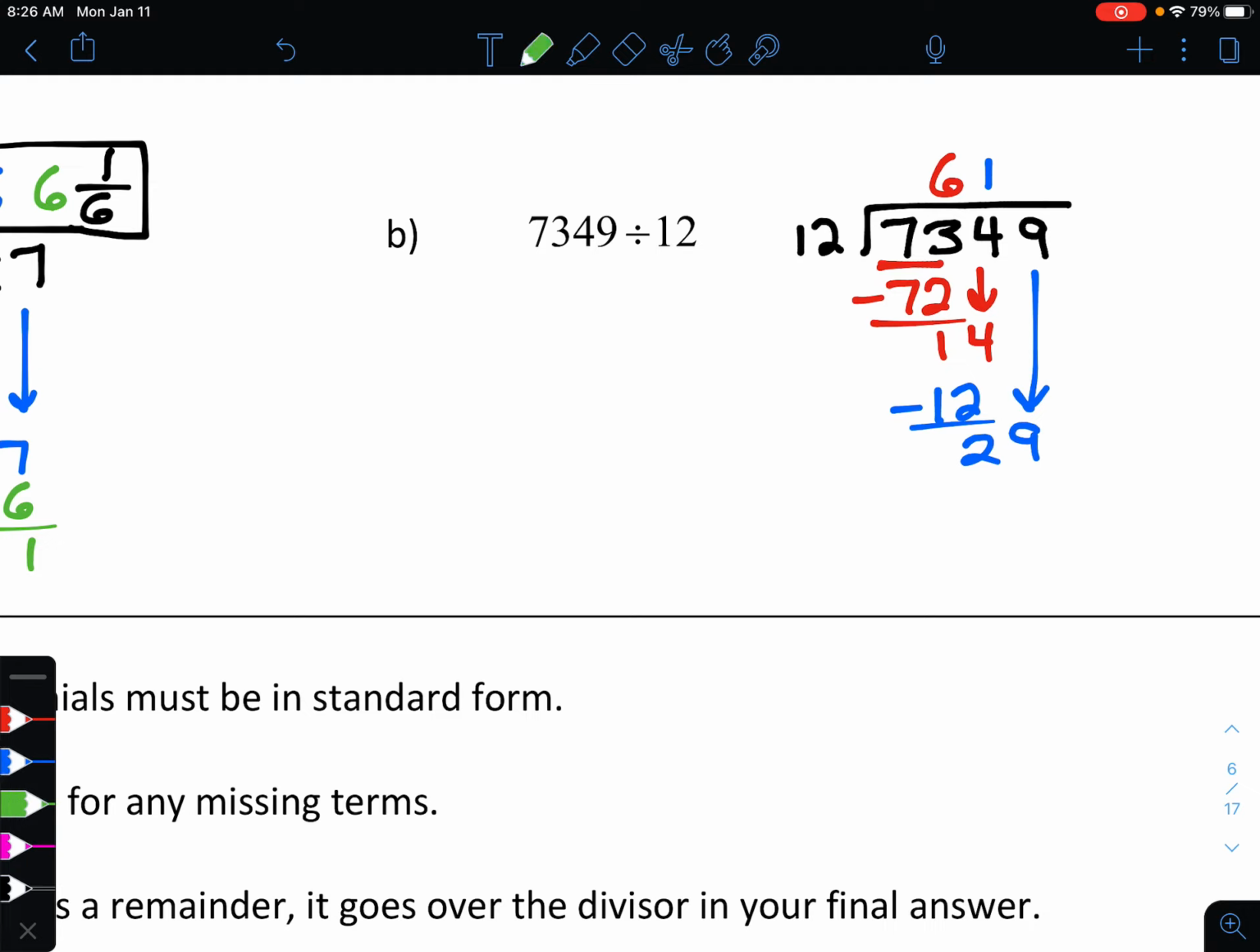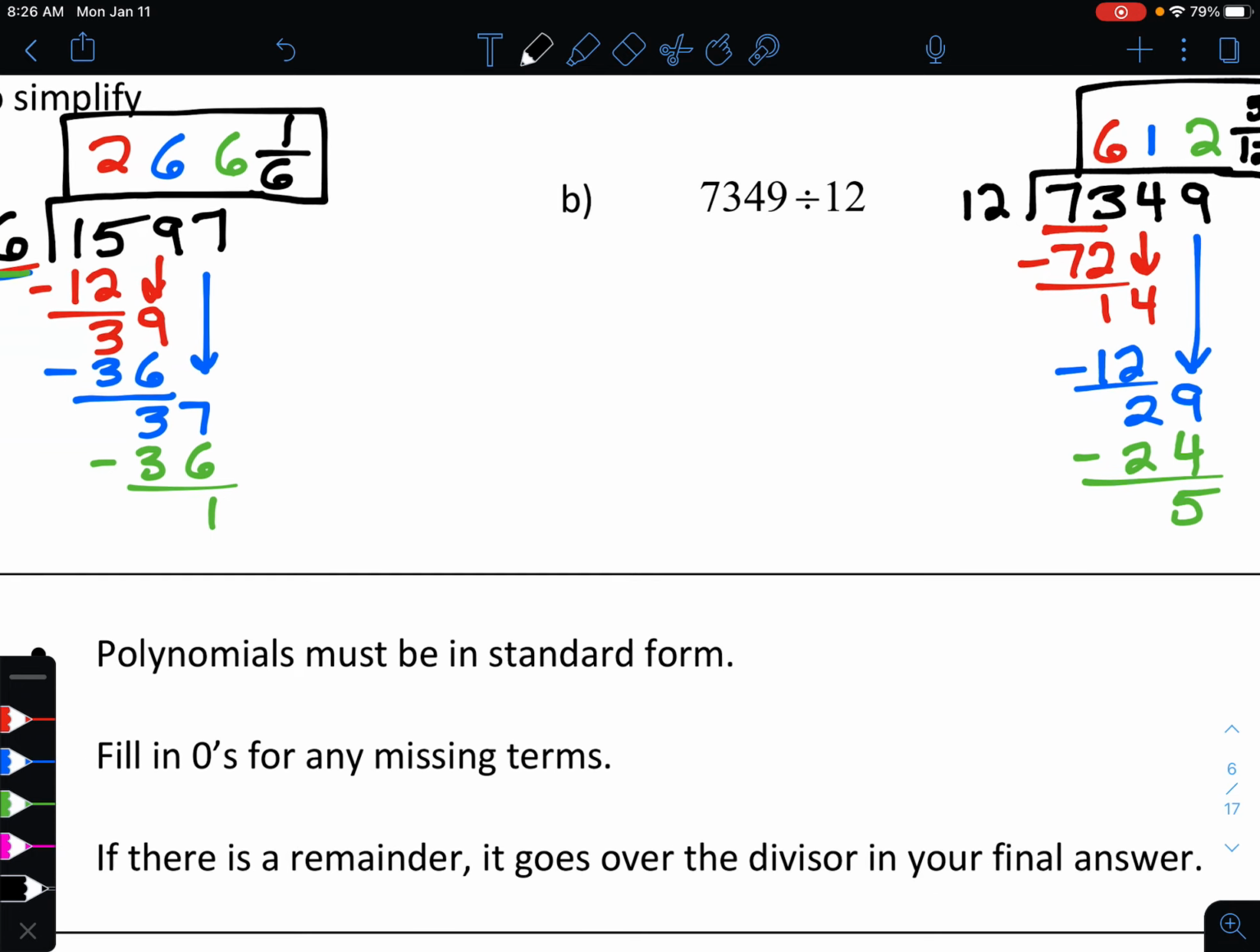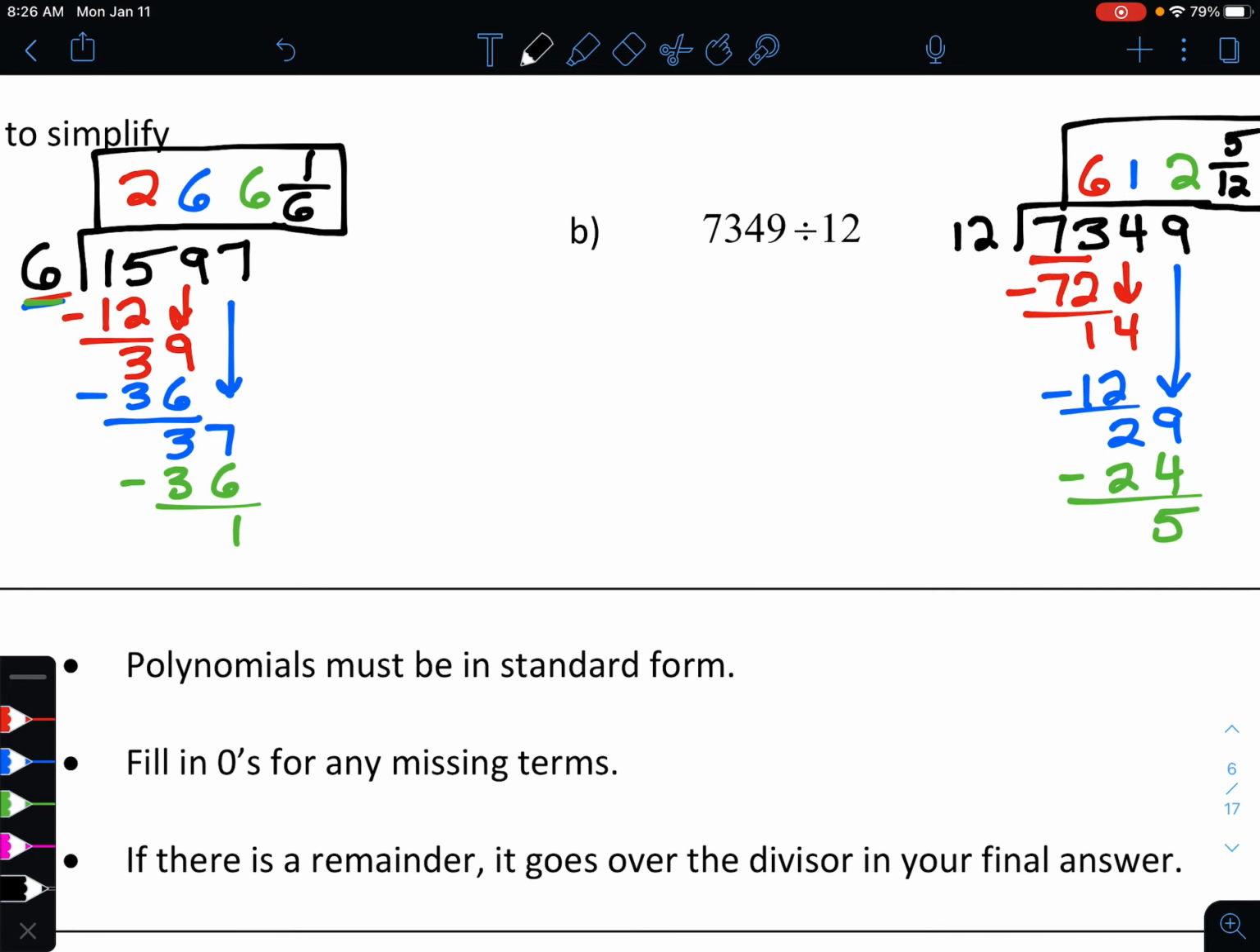Finally, 12 and 29, you can multiply by 2. 12 multiplied by 2 is 24. We subtract and get a remainder of 5. And then remember, what we're going to do with that remainder is put it over what we were dividing by, which was 12. So our answer for this second division problem would be 612 and 5/12.